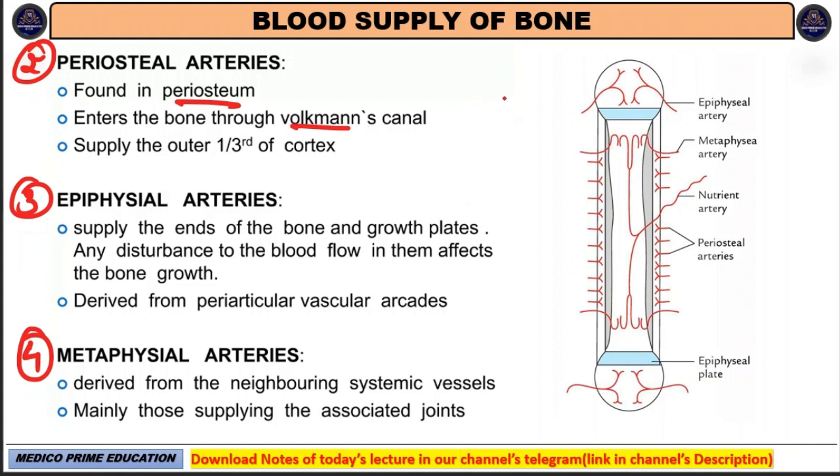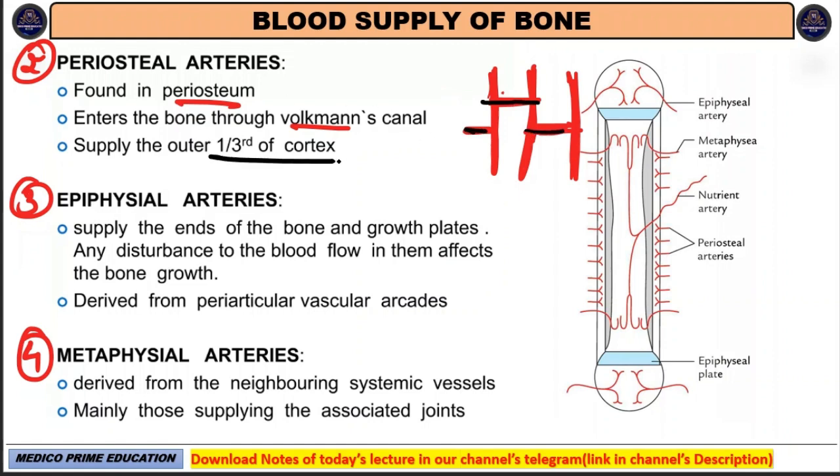I already told you that Volkmann's canals are the horizontal canals and the vertical canals are the Haversian canals. So this is the Volkmann's canal, this is the Volkmann's canal, and this is the Haversian canal. This artery enters through the Volkmann's canal.